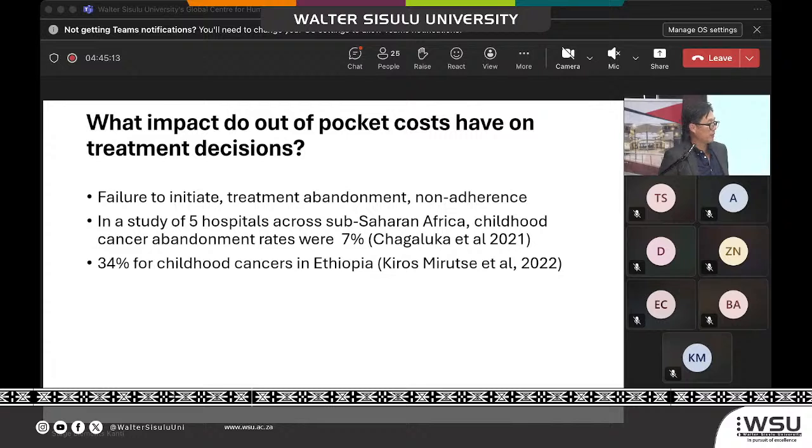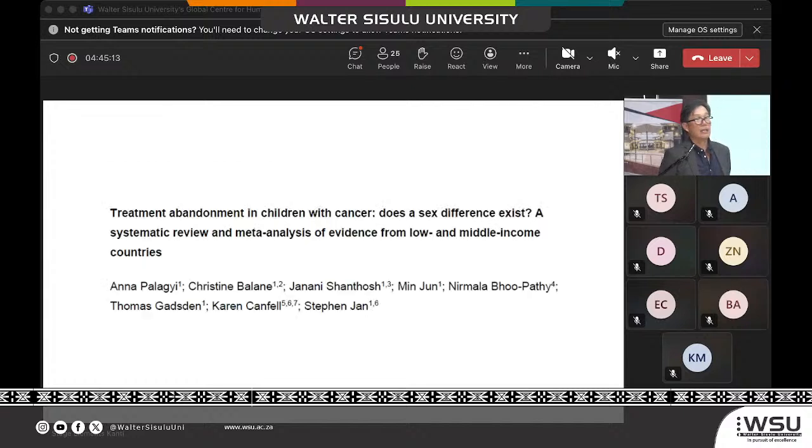Two studies I found looked at this in the African context. One study in sub-Saharan Africa looked at childhood cancer abandonment rates and found that they were 7%, much higher in Ethiopia, where 34% of childhood cancers resulted in abandonment of treatment. This was a question that we looked at more broadly when we did a global systematic review of treatment abandonment for childhood cancer.